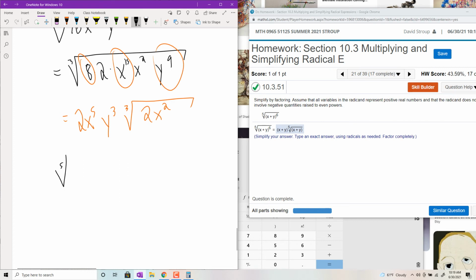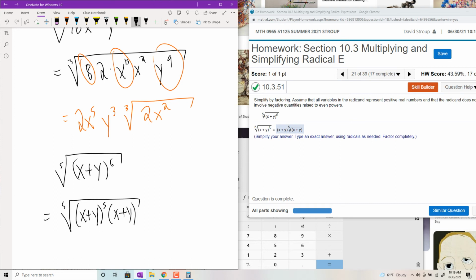The 5th root of x plus y to the 6th. I want to rewrite it, so I have a perfect 5th in there. So I'll rewrite x plus y to the 5th times x plus y to the 1st. And then you can remove this perfect 5th. Okay, so that would give you, oops, wrong color, x plus y times the 5th root of x plus y.